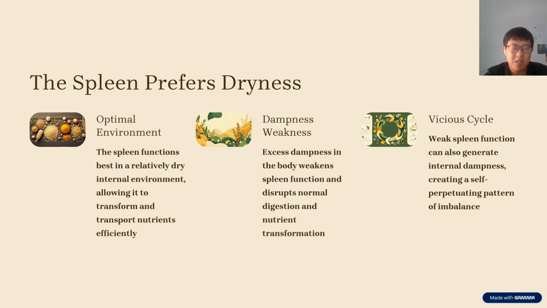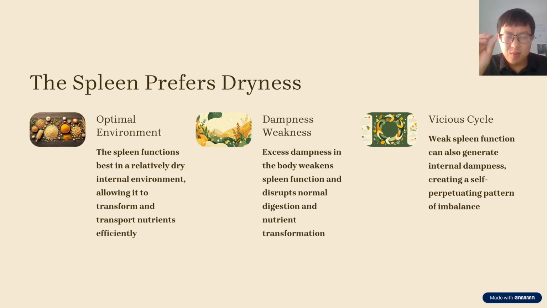Chinese medicine believes if there is too much dampness in the middle, which is the spleen and stomach area, it can obstruct the spleen movement. The dampness can weaken the spleen function.